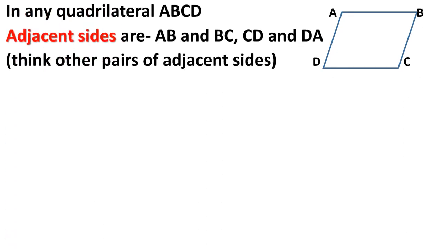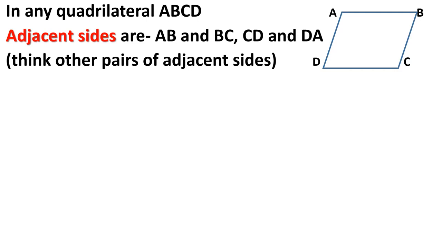Now see, suppose we have any quadrilateral ABCD. Now I am going to tell you about its adjacent sides. I have told you about adjacent sides in yesterday's lecture also. What is adjacent? Adjacent means just next to that.